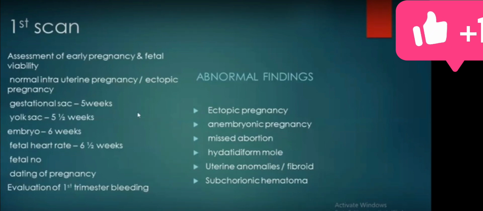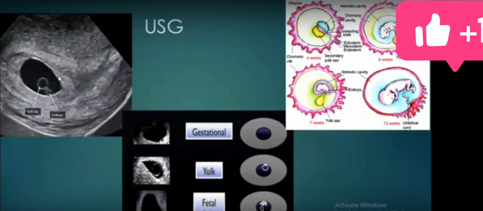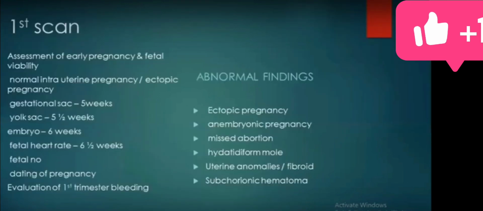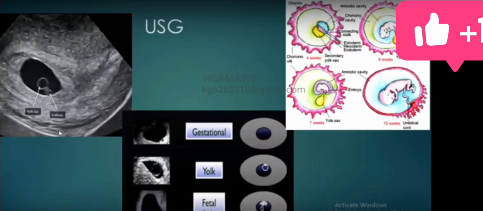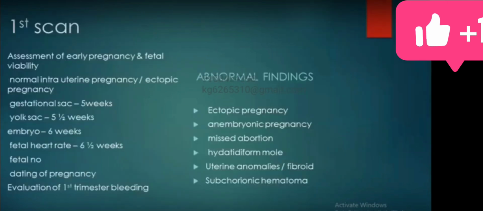We can also assess the number of pregnancies, whether there is a multiple pregnancy. If two gestational sacs are seen inside the uterus, then we can say that there is a multiple pregnancy. Another thing is the dating. If a heartbeat is seen, or if a fetal pole is seen, we can say that it's about 6 or 6.5 weeks. So dating of pregnancy is also assessed in the first scan.